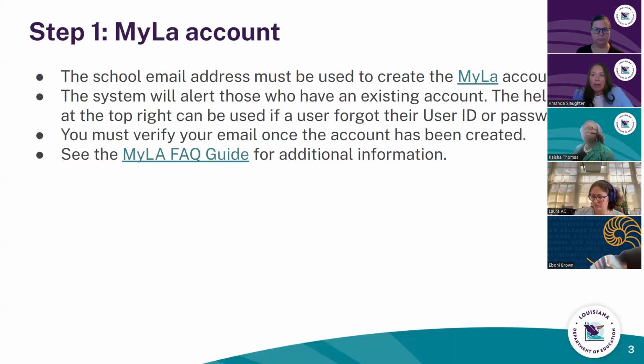Create a MILA account. The new account can be created using the school email address if a personal email address was used before. The school email just keeps everything linked together. The system will alert those who have an existing account. The help button at the top right can be used if a user forgot their user ID or password. You must verify your email once the account has been created. So you will receive an email to verify, and then you can go to step 2.